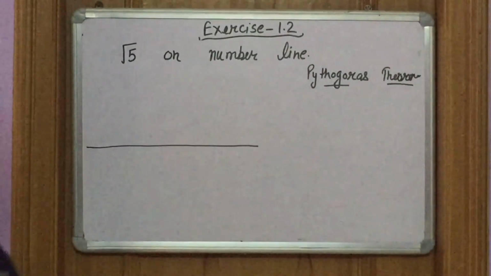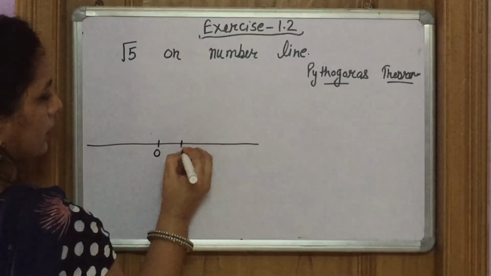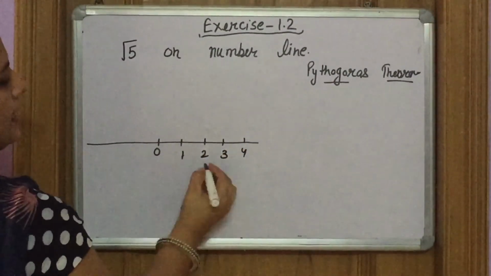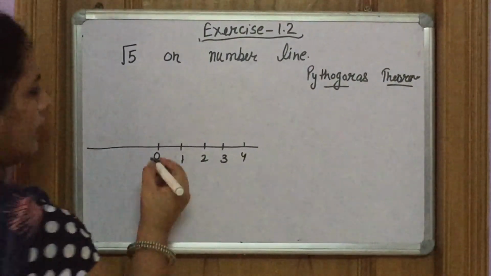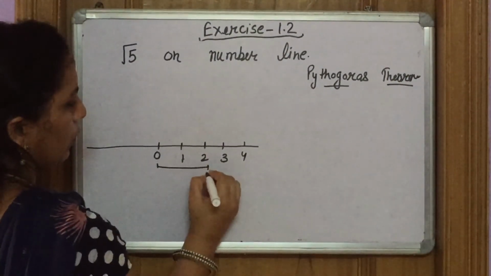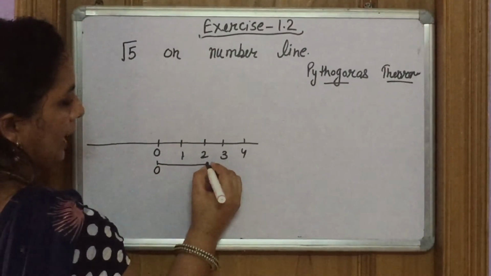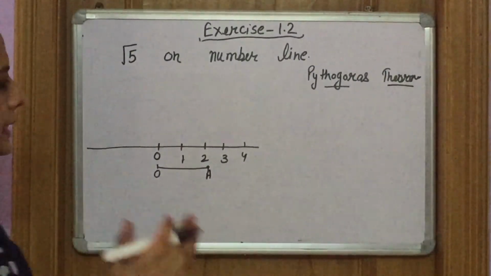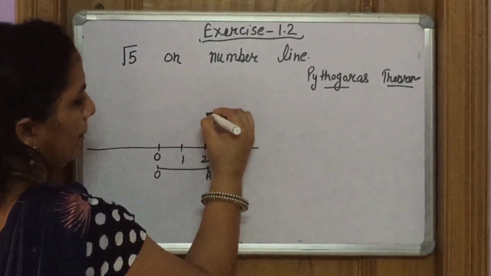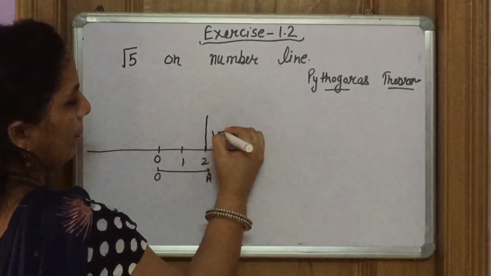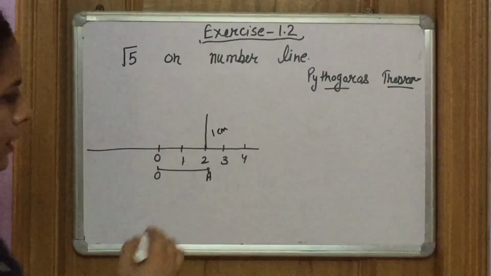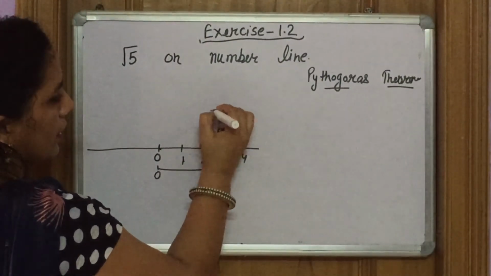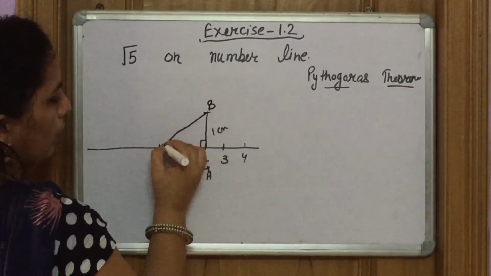So root 5. First of all, just take a distance of 2 centimeter, that means from O to 2. We can write this point as A. Take a distance of 2 centimeter. Then draw a perpendicular of 1 centimeter. This is our perpendicular. After that, join O and B.